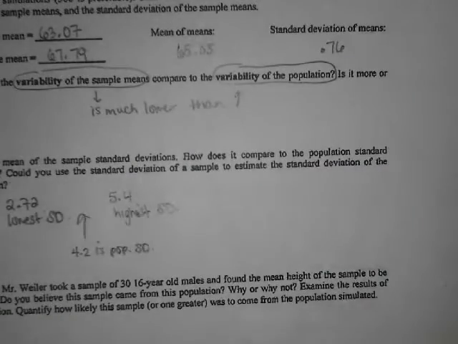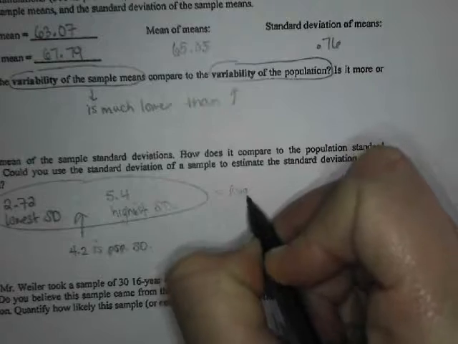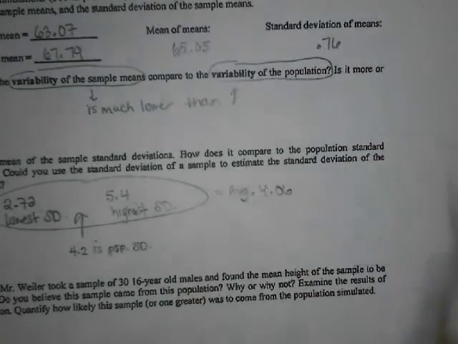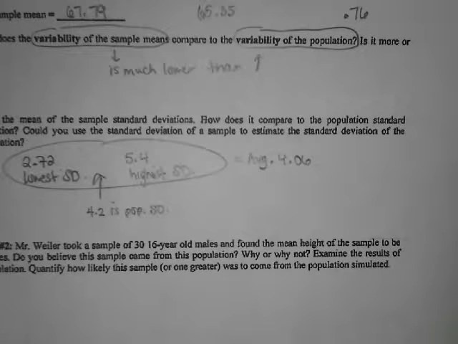So the average between these two I just got to be 4.06. So we'll just use that rather than taking the average of all 500. I'm just going to take the average of the highest and lowest because it's quicker. And we should realize those are pretty close.